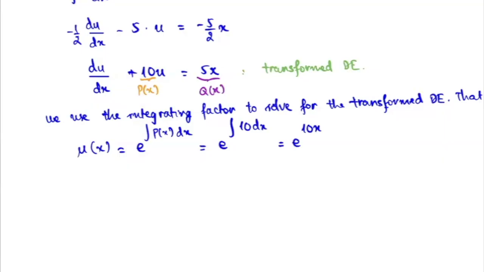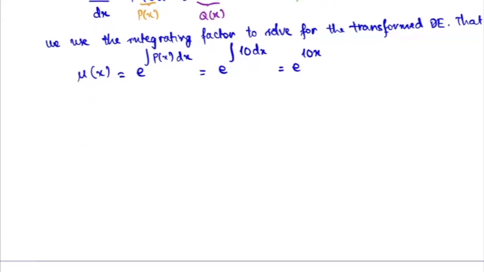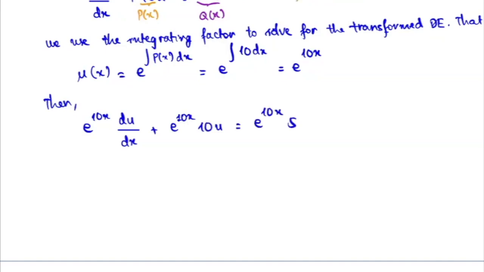Again, for the integrating factor, this is the only place in most of mathematics, physics, and engineering where you don't have to use the plus c for the indefinite integral. So I'm going to skip the plus c for this term. Now, the next step is to multiply this integrating factor on both sides of the transformed equation. Then you have e to the power 10x times du/dx plus e to the 10x times 10 times u equal to e to the 10x times 5x.